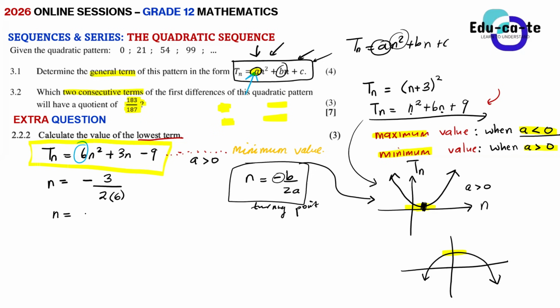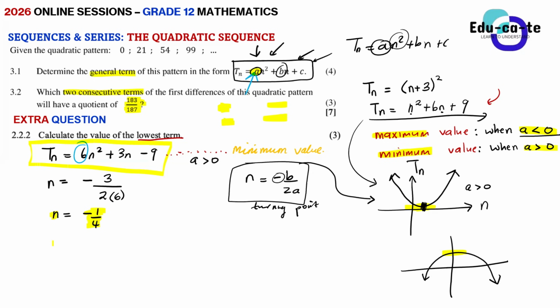1 over 4. Okay, this is going to give you negative 1 over 4. So do you see, guys, that this is not really a term position, because remember that n must give you the term position, right? A whole number. It must be a whole number. So what do you think this means, since I'm not finding a whole number?